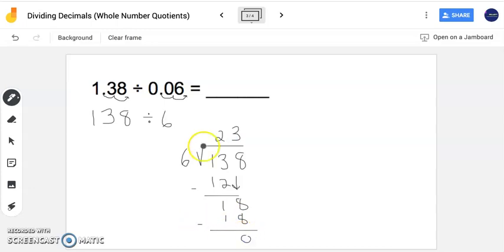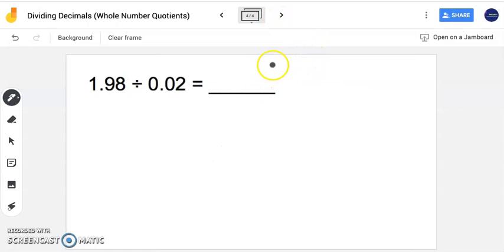So my answer to this problem is 23. So that means 1 and 38 hundredths divided by 6 hundredths is also 23 as my quotient. And that again is all you need to do. Notice I eliminated my decimal point and then I divided, giving you an answer of 23.